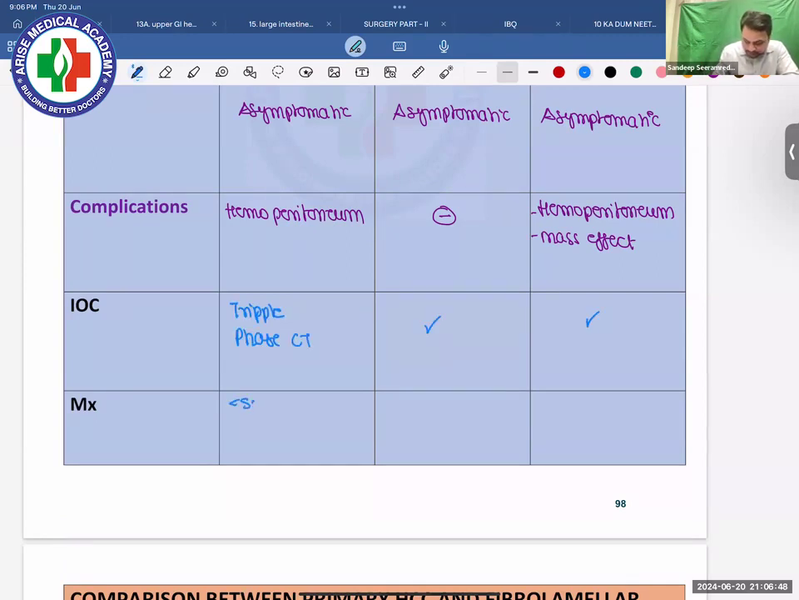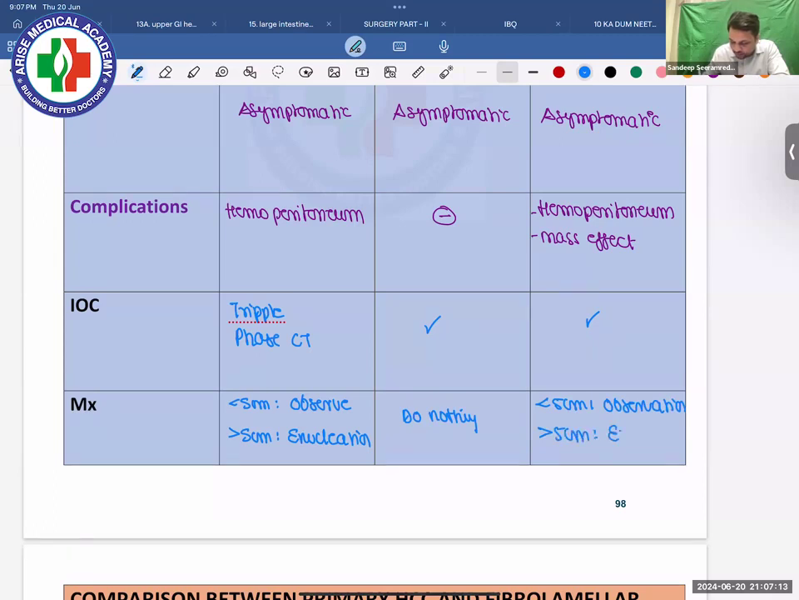Management: less than 5 centimeters of hemangioma, it is observation. More than 5 centimeters, it is enucleation. Here it is do nothing. Here, less than 5 centimeters, you have to go with observation. More than 5 centimeters, we have to plan for excision. Remember, on a CT, here you will see central stellate calcification.